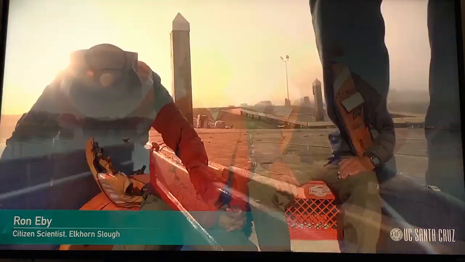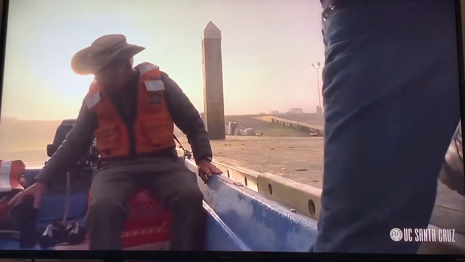We're out on the main channel of Elkhorn Slough today with Ron Eby. Ron is a citizen scientist who's worked at the slough for over a decade now, focused on work involving the sea otters who've recolonized the slough in the last 25 years. Ron, thanks so much for having us out. Well, I'm glad to have you here.